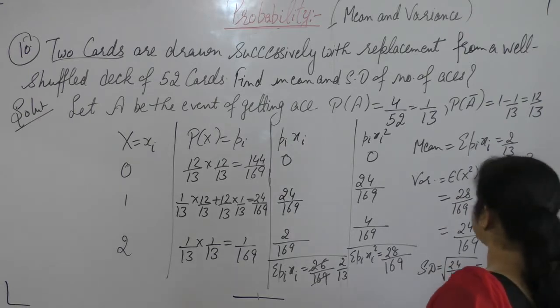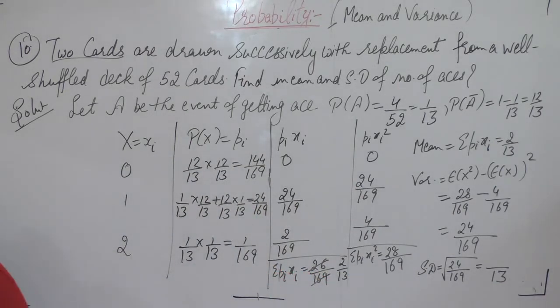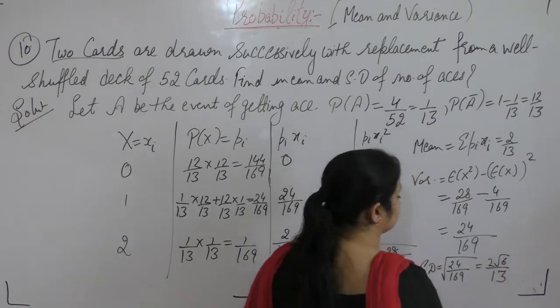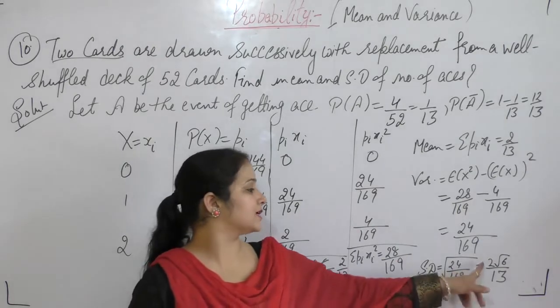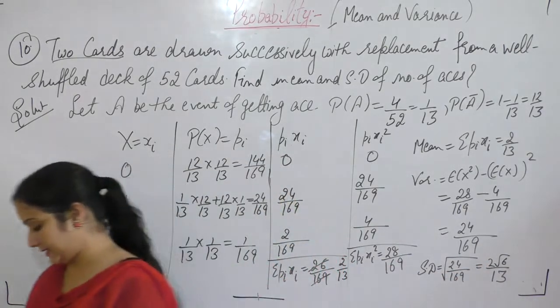Square root of 169 is 13. Now the square root of 24: 2 root 6, since 2 into 2 is 4, and 4 into 6 is 24. Square root of 4 is 2. So the standard deviation is 2 root 6 by 13.